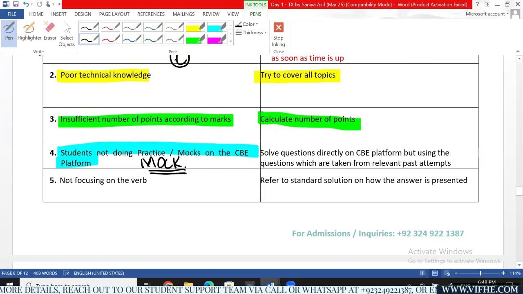You'll be given a time period of 3 hours. A mock is going to start at a certain specific time and get done at a certain specific time. This is how you will learn how to deal with all of these sections within a given time period of 3 hours, and that's not on paper but on the CBE platform. So when you get yourself familiarized with the CBE portal, that is going to give you a greater advantage when you appear in the real exam.